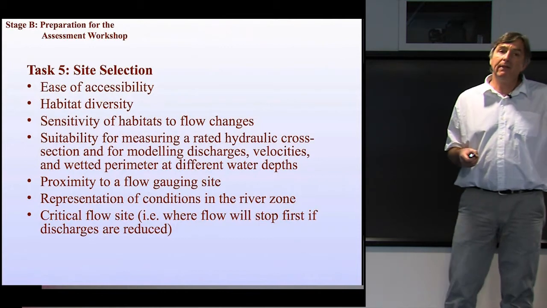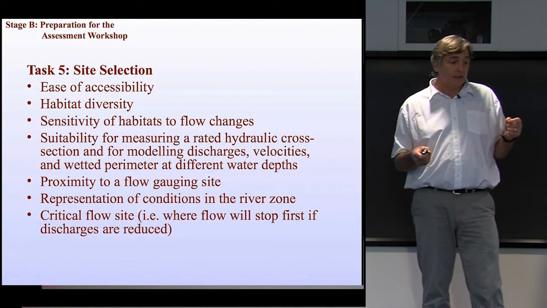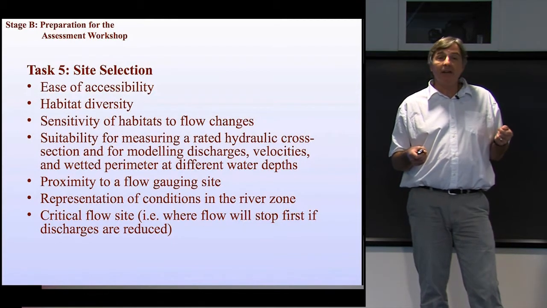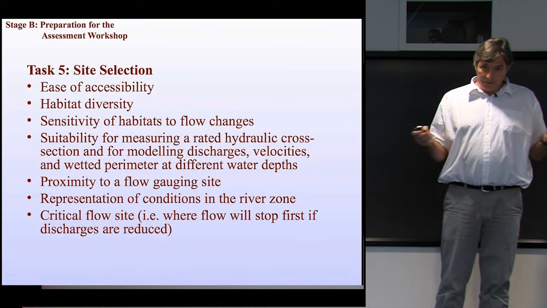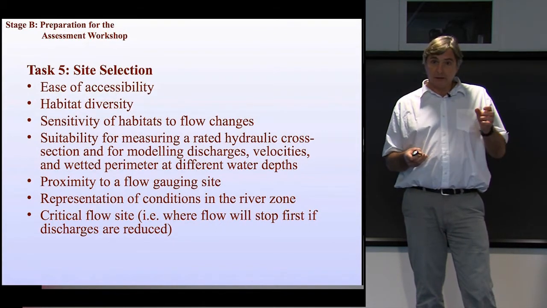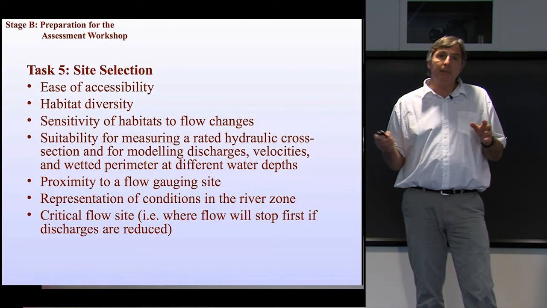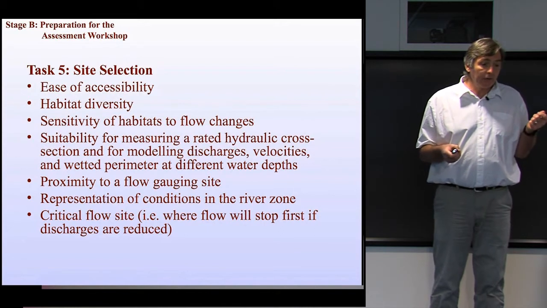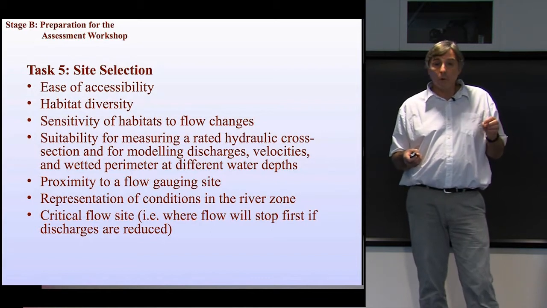Then site selection within each zone, where the main criteria will be ease of accessibility, the habitat diversity for the ecologists, the sensitivity of habitats to flow changes. So for instance, river pools are not normally very sensitive. The level will more or less stay the same until the flow stops, but riffles and rapids are very sensitive, and the amount of habitat and the depth and the velocities will change with changing flows. The suitability for measuring a rated hydraulic cross-section and for modelling discharges, velocities and wetted perimeter at different water depths.